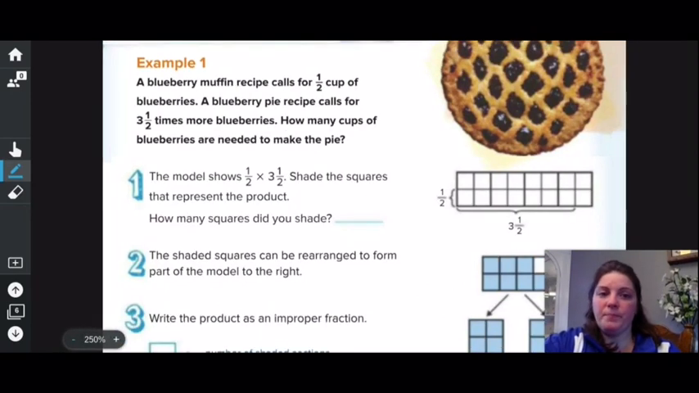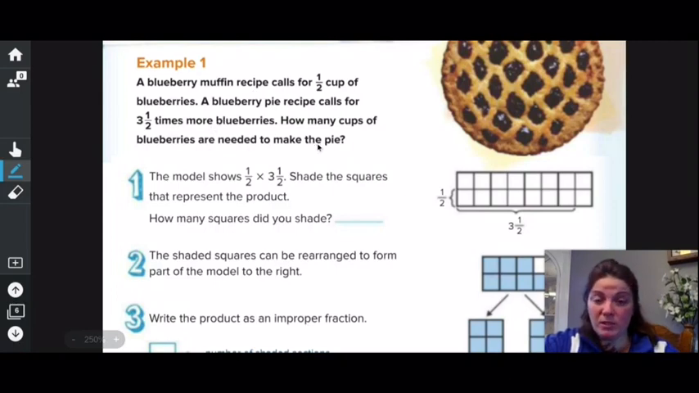All right. A blueberry muffin recipe calls for 1/2 cup of blueberries. A blueberry pie recipe calls for 3.5 times more blueberries. How many cups of blueberries are needed to make the pie?